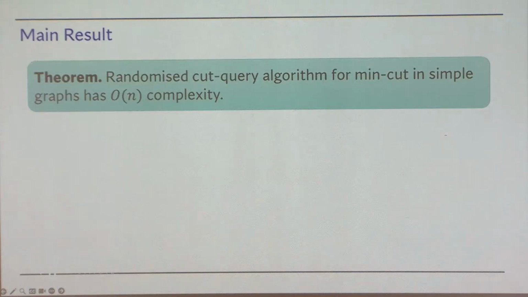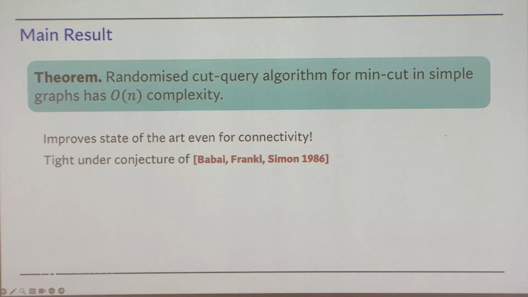It's a negative result. It says that the randomized cut query complexity for min cut in simple graphs is order n. There are no log factors, so you cannot hope to improve it. And this is actually not even known for graph connectivity. So this also gives you an order n upper bound for connectivity. And we believe this is tight. We don't know how to show it at this point. There is still a log gap, but if we believe the conjecture by BFS in 1986, then it's a tight result.